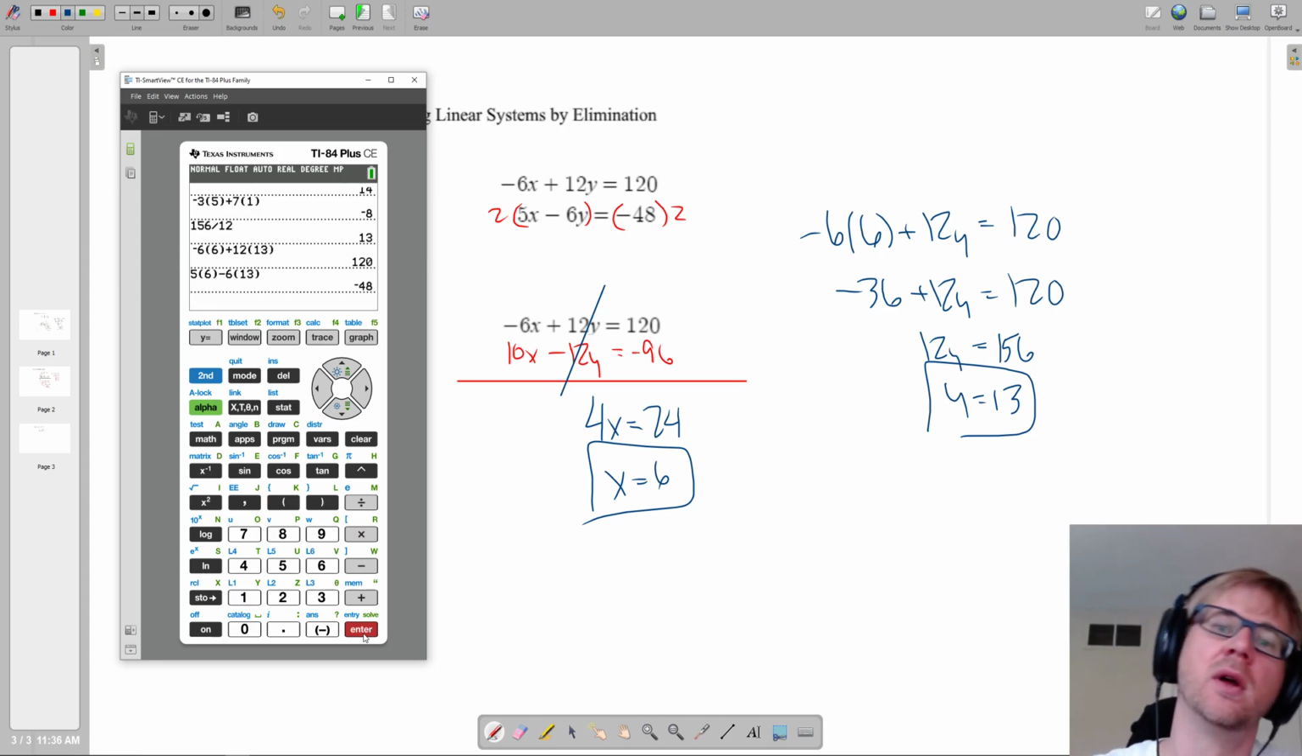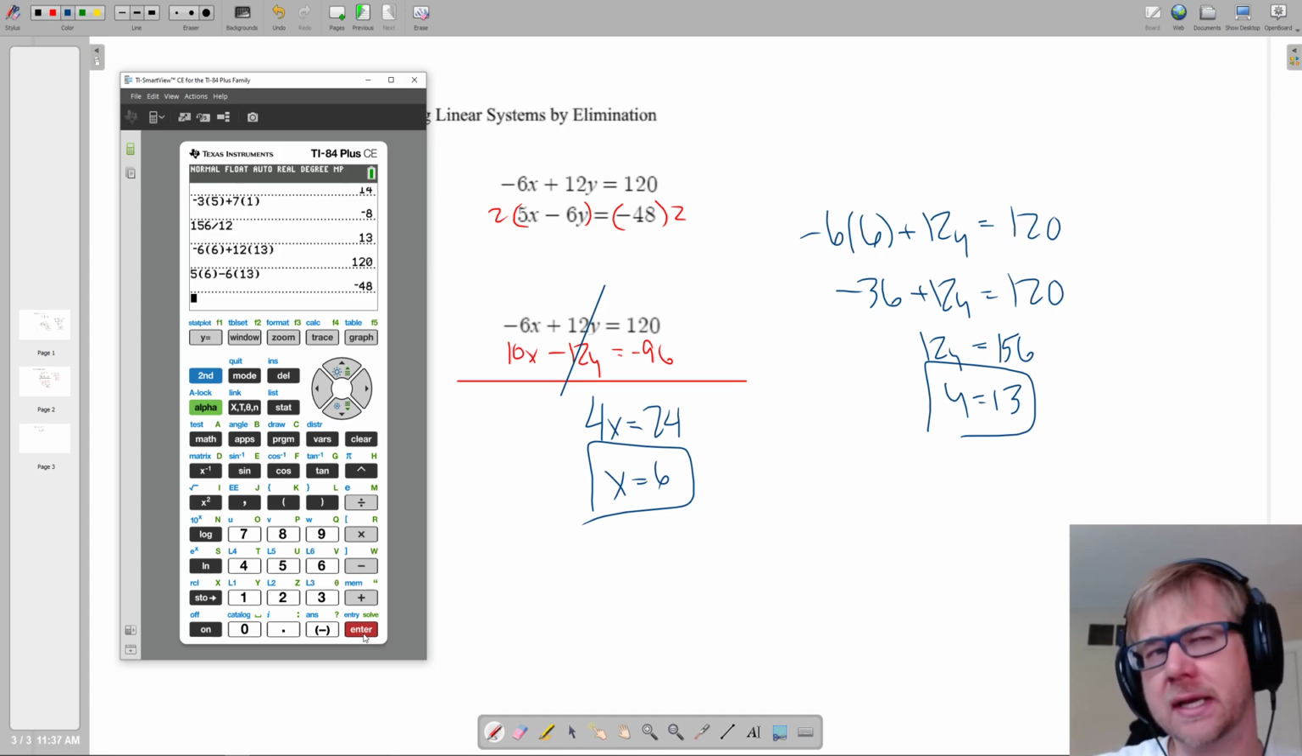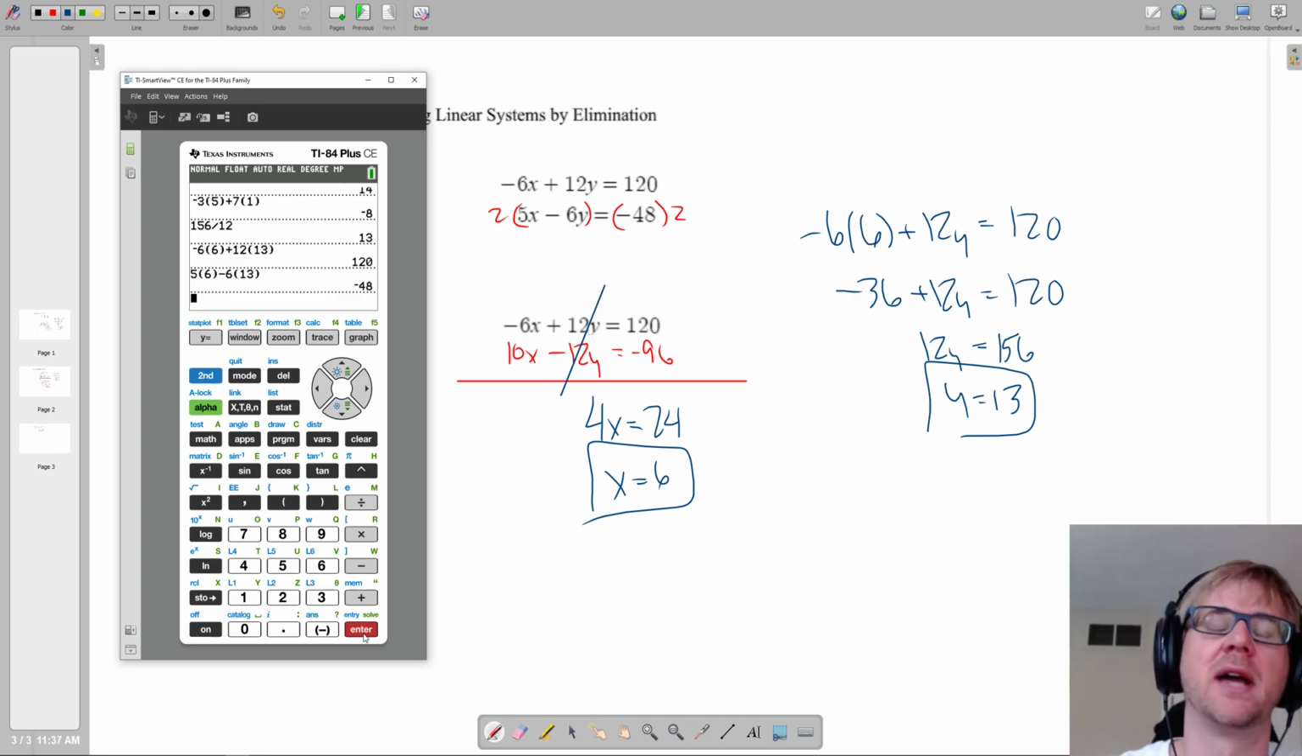Okay, so manipulate the equations. Sometimes you have to do both. Cancel out a variable, solve for the other variable, and then plug it in to get the one you're still missing. Okay, it's a little tricky. It's very much like what we did last week. There's just that one extra step where you have to combine the equations together.